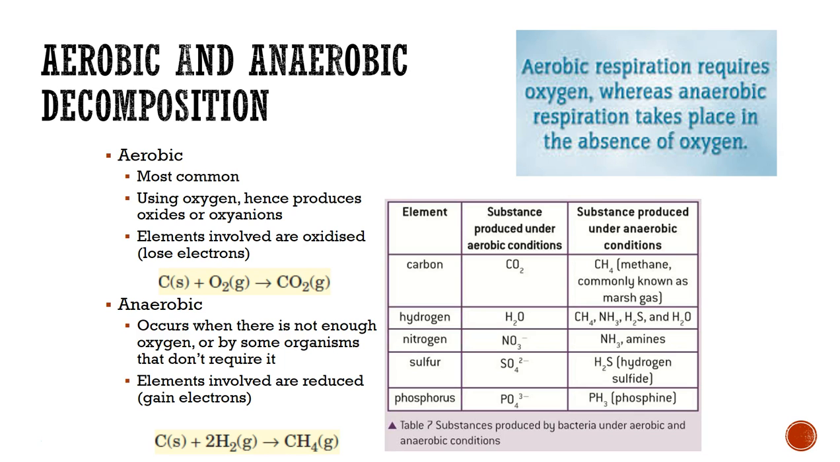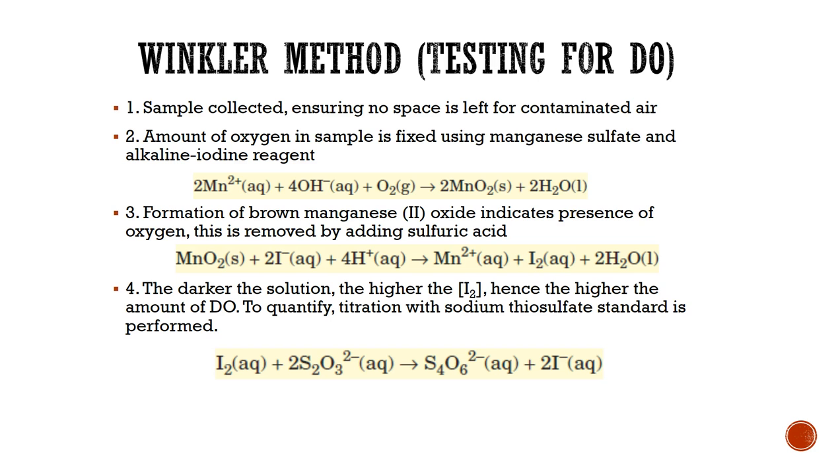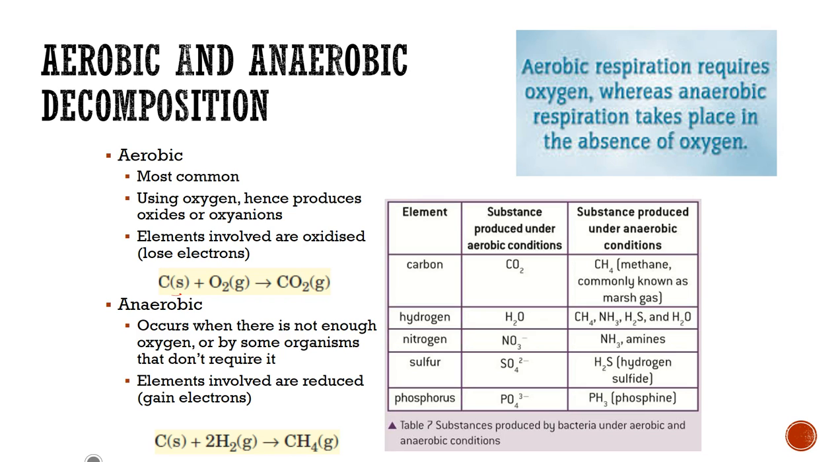So looking at this, we need to know the difference between aerobic and anaerobic decomposition. Most of you do biology, so this should be fairly straightforward. Aerobic is the most common form of decomposition, and we see that it uses oxygen and it oxidizes other elements. So you can see here that the carbon is being oxidized by oxygen, forming CO2. In the case of anaerobic decomposition, of course, there's no oxygen around, which means that in this case, our organic components are actually reduced. So they combine with hydrogen, forming things like methane.